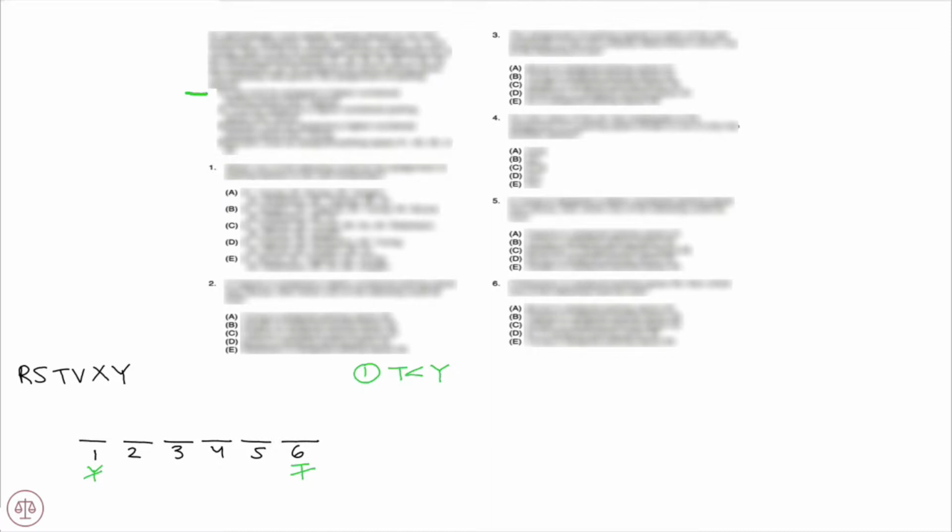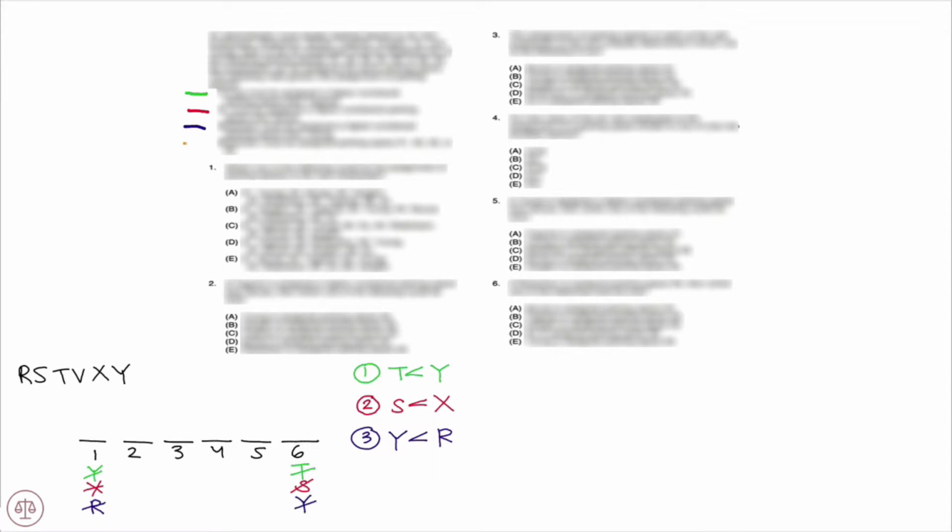Rule number 2. X must be assigned a higher numbered parking space than S. So we have S before X. X is not first, S is not sixth. Rule number 3. R must be assigned a higher numbered parking space than Y. So Y before R. R is not first, Y is not sixth.